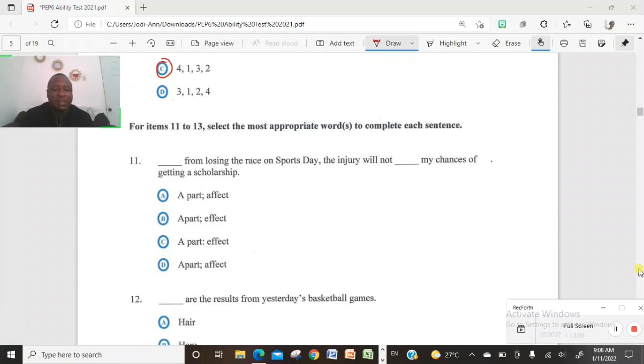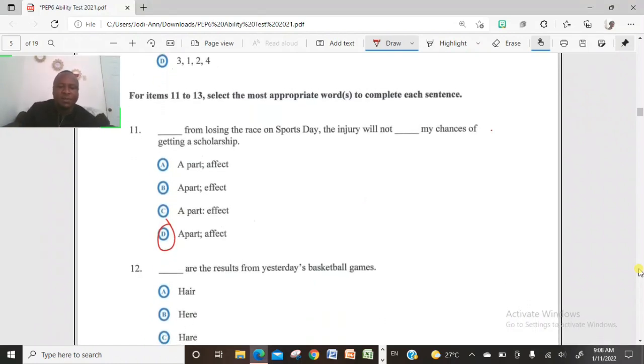So we can basically eliminate option A and option C. So we have B and D to look at. The word apart is one word that we're going to use. It means besides, or an alternative to. So we're going to look at B and D as a possible option. Now, the second part of the sentence said, the injury will not dash my chances. So the injury will not affect my chances. Effect is the result of something. So the option there is D.